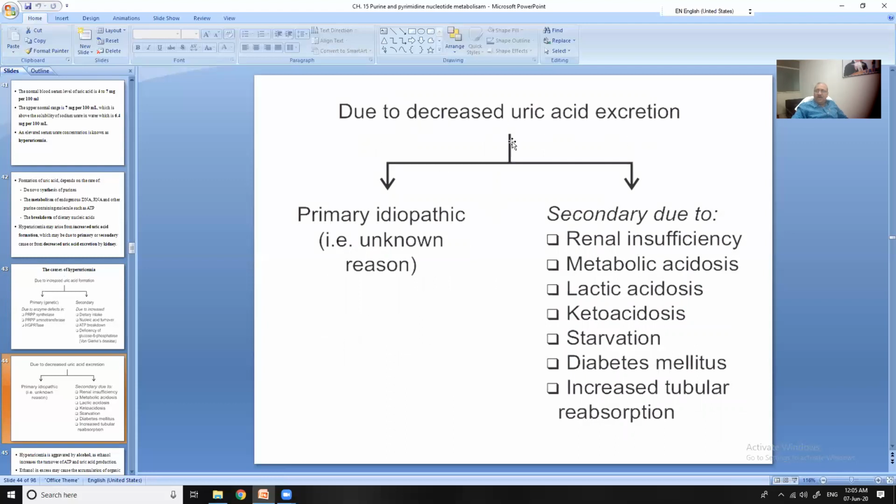Due to the decreased uric acid excretion: if you are getting decreased uric acid excretion, then causes are primary, idiopathic, unknown reason. And secondary: renal insufficiency, metabolic acidosis, lactic acidosis, ketoacidosis, starvation, diabetes mellitus, increased tubular reabsorption. They all are causing the decreased uric acid excretion. Got it?